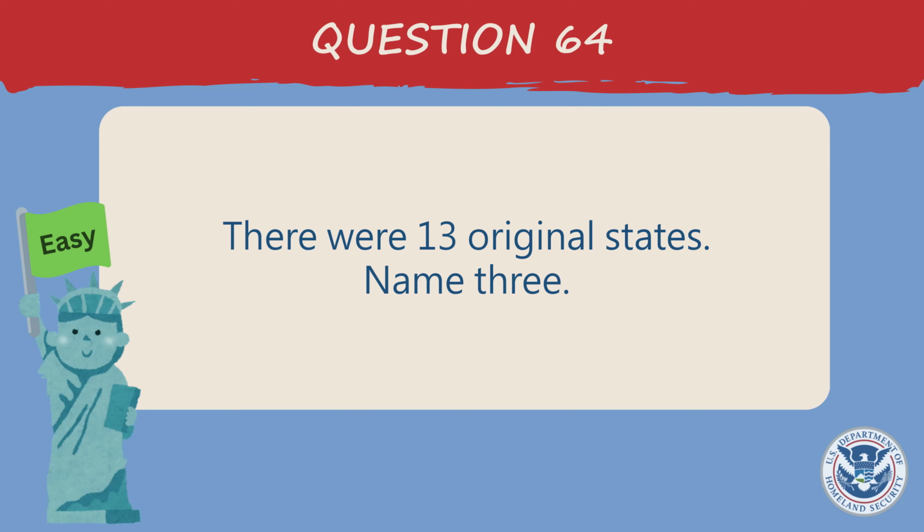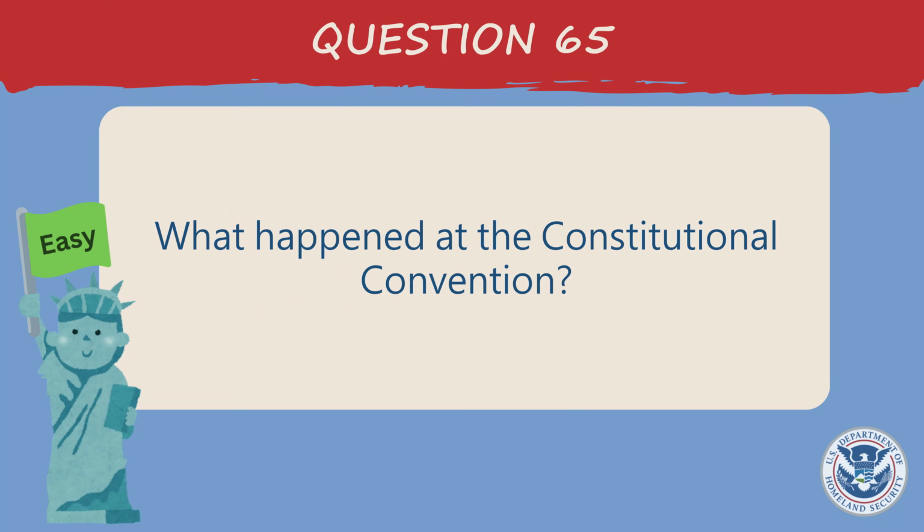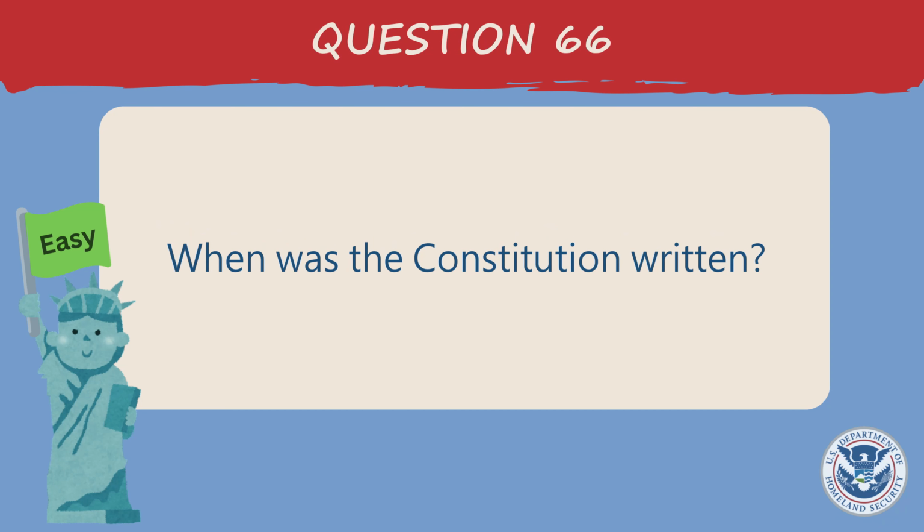Name 3. New York, New Jersey, Georgia. What happened at the Constitutional Convention? The Constitution was written. When was the Constitution written?